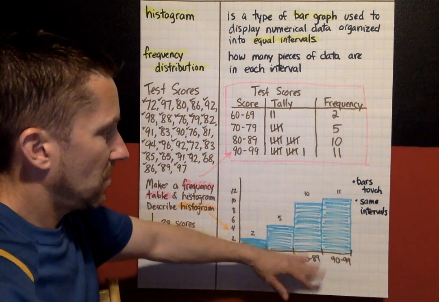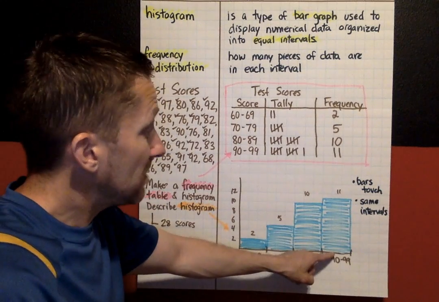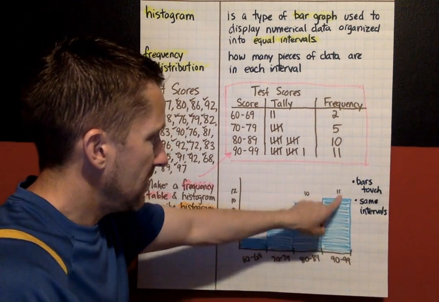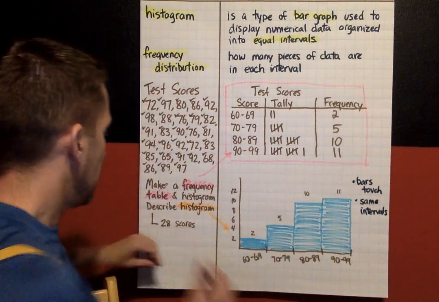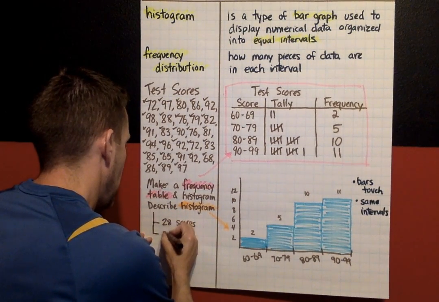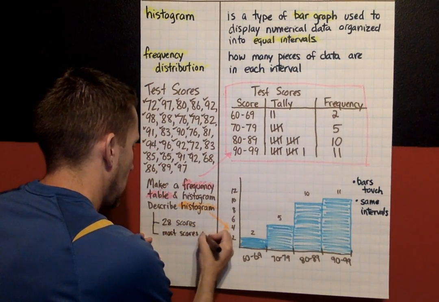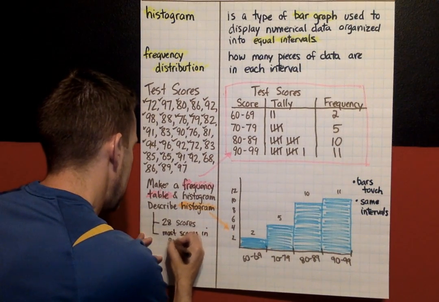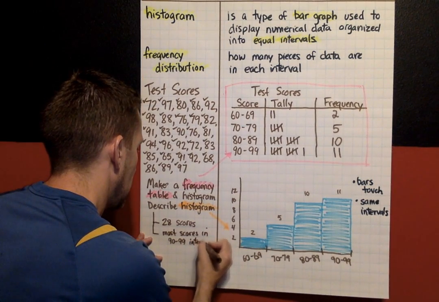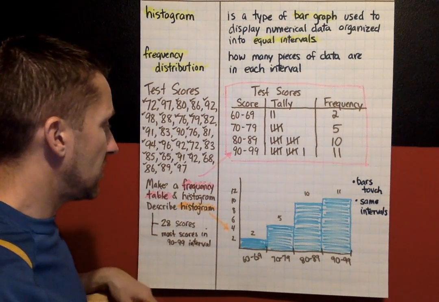What else could I describe if this is my histogram on test scores? Well, I could say that the most scores happened between 90 and 99. This bar is the tallest, so I could also say most scores are in the 90 to 99 interval. So these are some descriptive things I could say about this histogram.